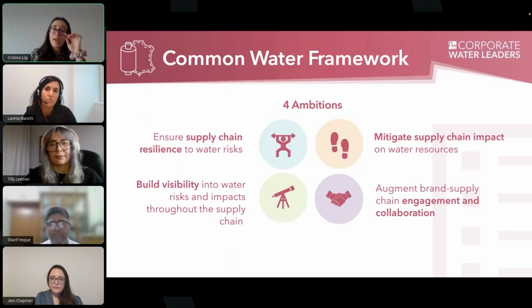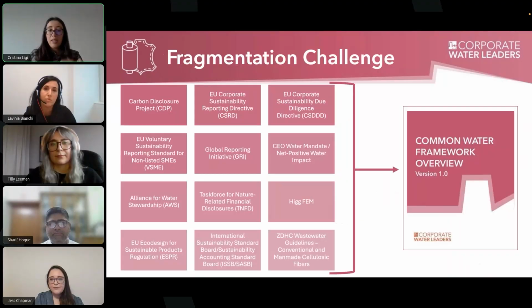To do this, we are trying to collaborate and engage with our partners in order to support them in water efficiency, wastewater treatment, and risk management. And this allows brands to accelerate improvements and also to amplify positive impact throughout our value chains. So now moving to the challenge.